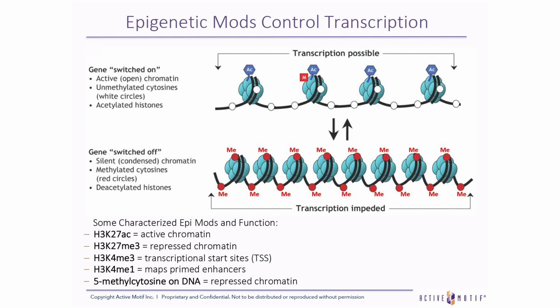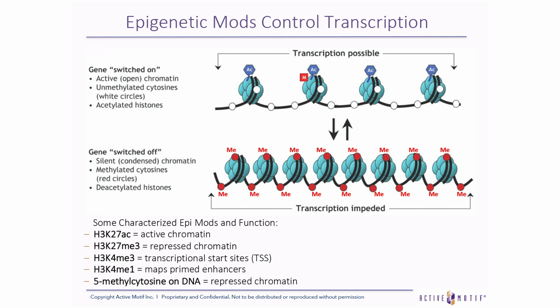Also, sometimes a methylation on a histone can be part of an active gene. For example, histone H3 lysine 4 trimethylation is a modification that is usually found at transcriptional start sites. A monomethylation of that residue is usually found at primed enhancers. So it's not a hard and fast rule that acetylation is always on and methylation is always off. In general, histones, when modified to be acetylated, open up the shape of the chromatin, and when DNA is methylated, such as 5-methylcytosine, this represses and closes that chromatin.